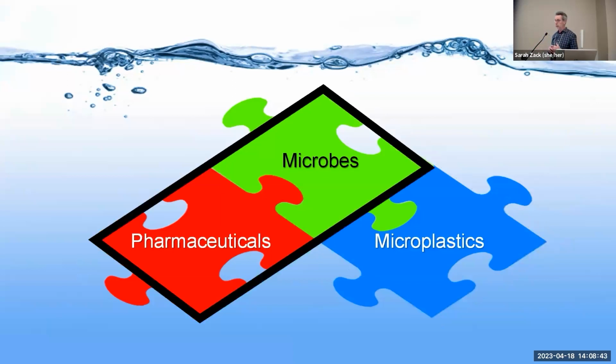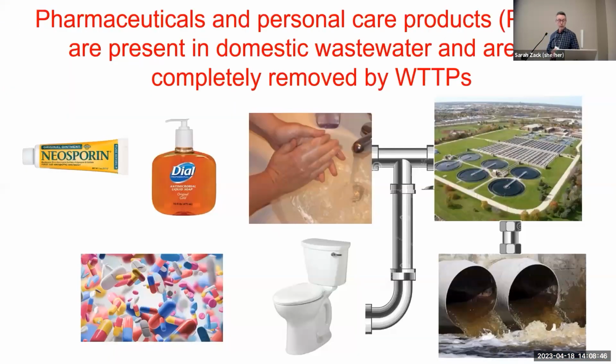The next thing to talk about is the interactions between microbes and pharmaceuticals. So pharmaceuticals and personal care products are also present in domestic wastewater. Our normal use of pharmaceuticals and personal care products, whether it's surface use or ingestion, is going to result in the introduction of these compounds to domestic wastewater. And again, as I mentioned for the microplastics, this wastewater will be treated at a wastewater treatment plant. Some of these treatment plants remove some of these pharmaceuticals and personal care products relatively well, some not so well, but in most cases, the removal is not complete. And so wastewater treatment plants can also be point sources of PPCPs to the environment.